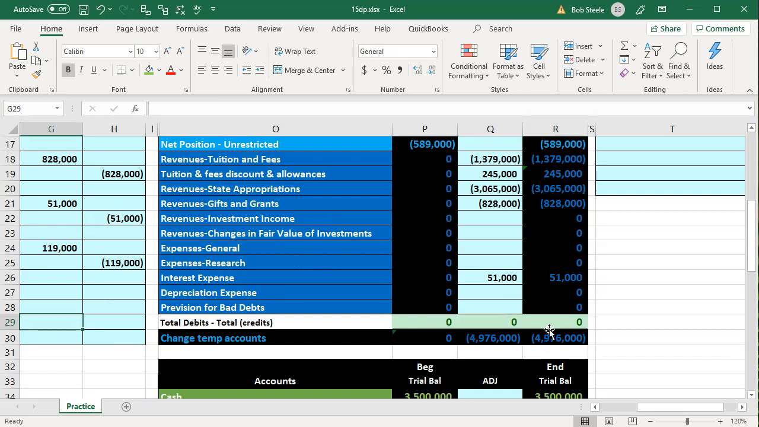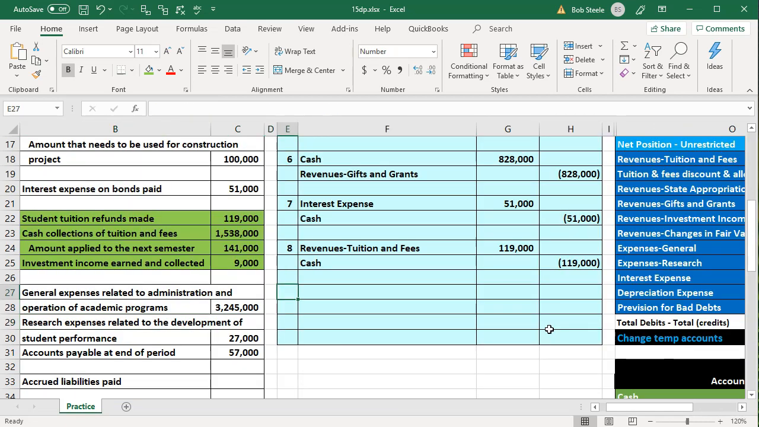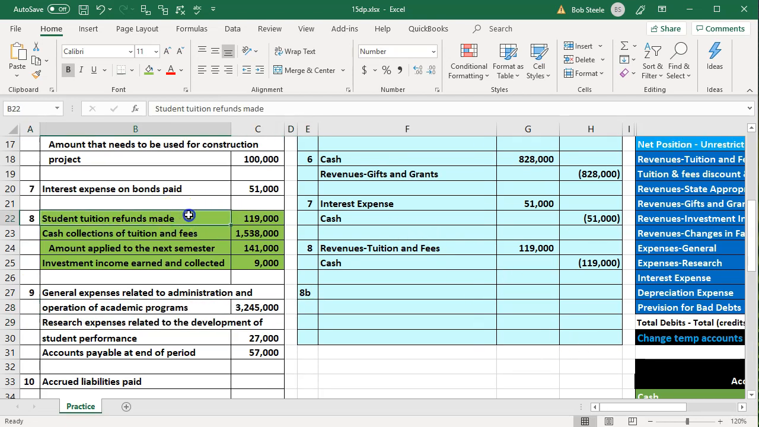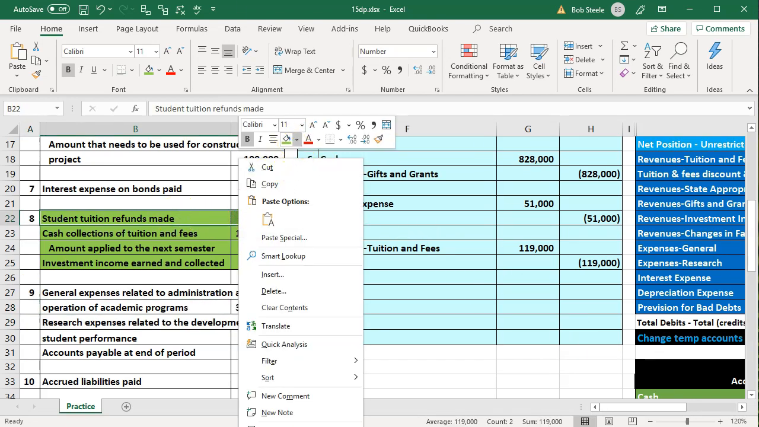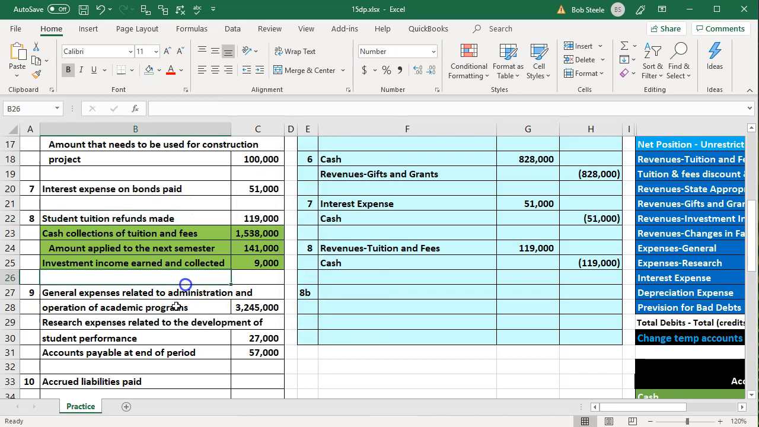So that's good. Then we're going to make another transaction for 8. This is going to be called 8B, we'll call it. And so we've already done this first one. Let's ungreen that. And this is the second information we need. Cash collections of tuition and fees. So we have cash collection of tuition and fees, the $1,538,000. The amount applied to next semester is the $141,000. That's the amount that's going to be applied to the next semester.